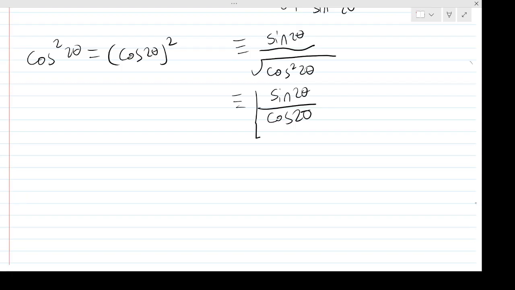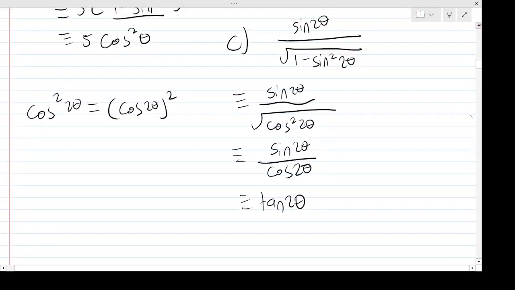But again, the idea is the same, right? That we have sine over cos of the angle. So then we can say that this is then tan 2 theta. And there we are. So that's fully simplified now. Okay. And there we are.